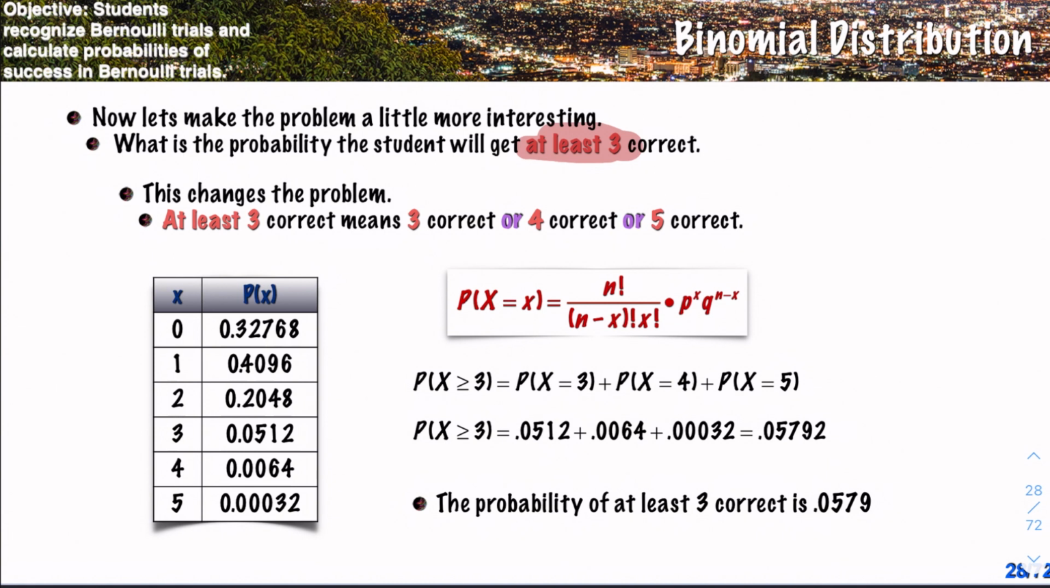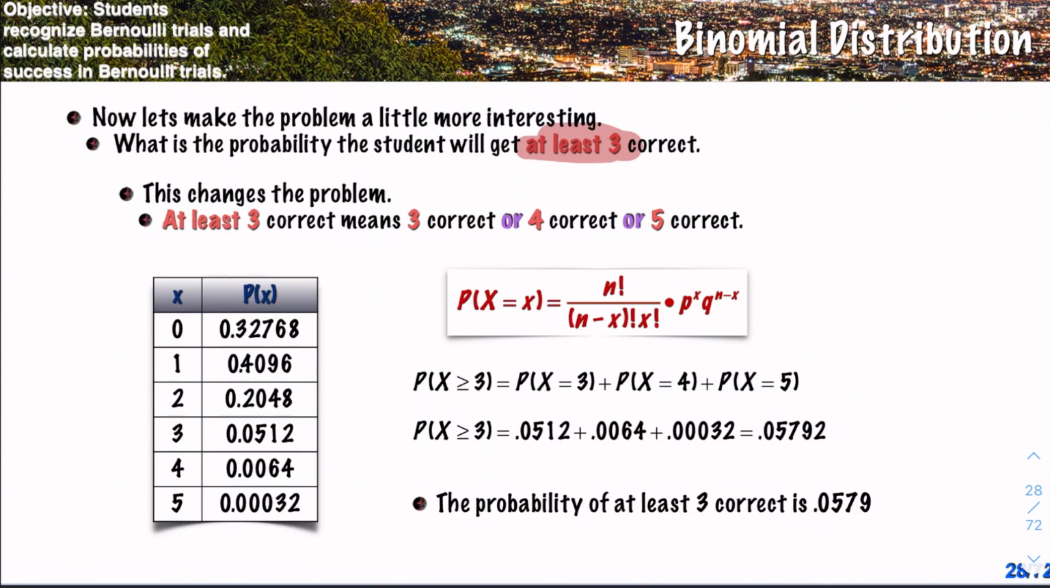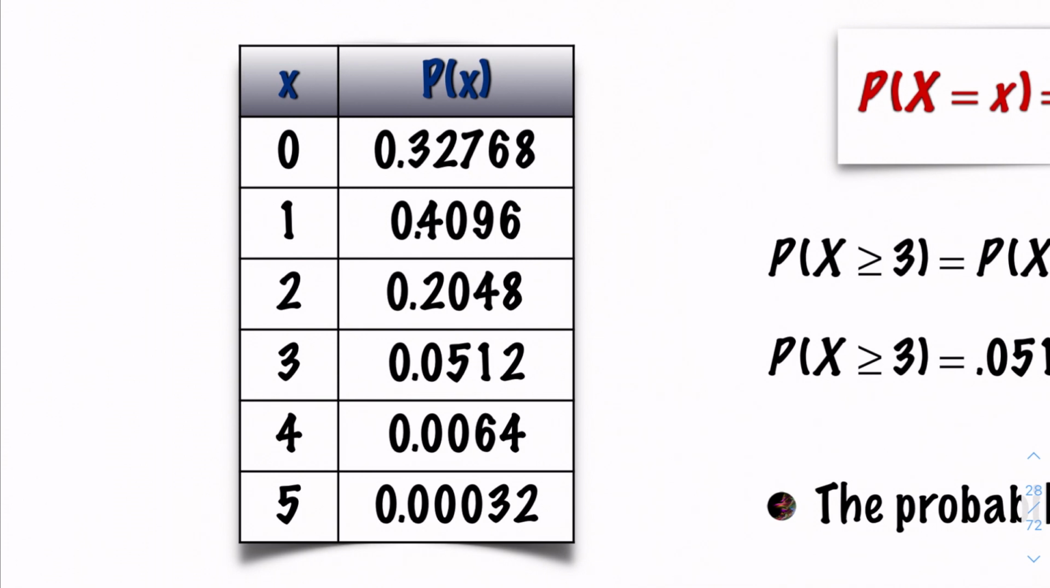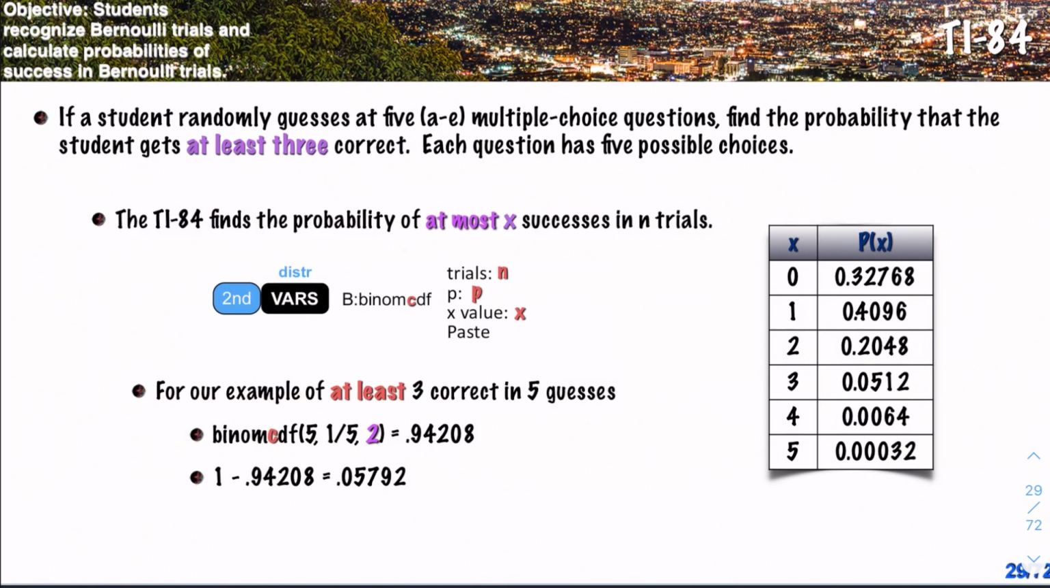Well, if you go back to those probability distributions and you saw that I gave you the last 3 on the calculator, let's just pull that up for a visual. If you look at 0.0512 and then 0.0064, then 0.00032, all we have to do is add up those 3 probabilities to figure out the probability of getting at least 3. Or if we have our probability distribution, we can see the probabilities and simply add them. We add them because they are independent events. So if a student guesses at 5 multiple choice questions, find the probability that the student gets at least 3 correct. There's a better way of adding.